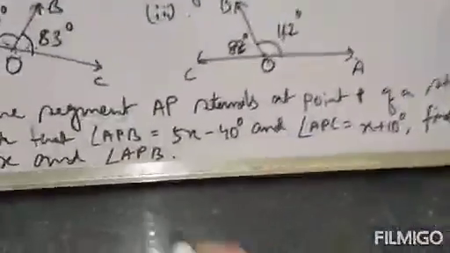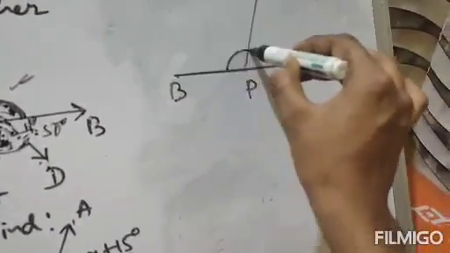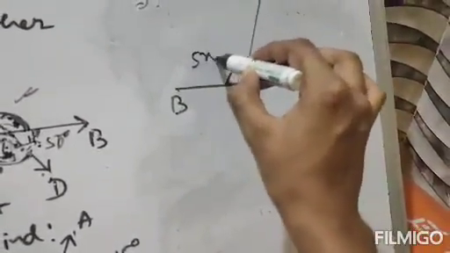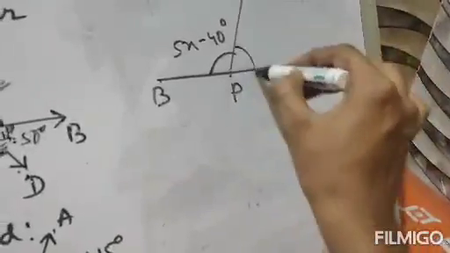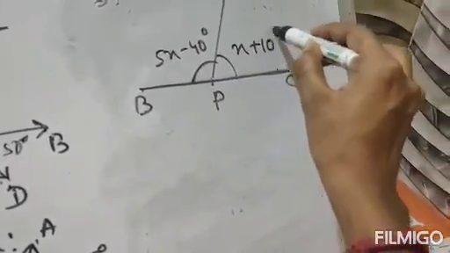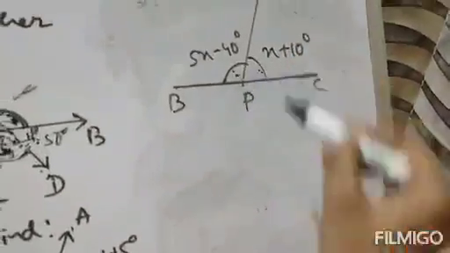Now here it says that angle APB is 5x minus 40 degree. So angle APB, that means this angle is 5x minus 40 degree. And also it is given that angle APC is x plus 10 degree. Angle APC, that means this angle, is x plus 10 degree. So we have to find the values of x.